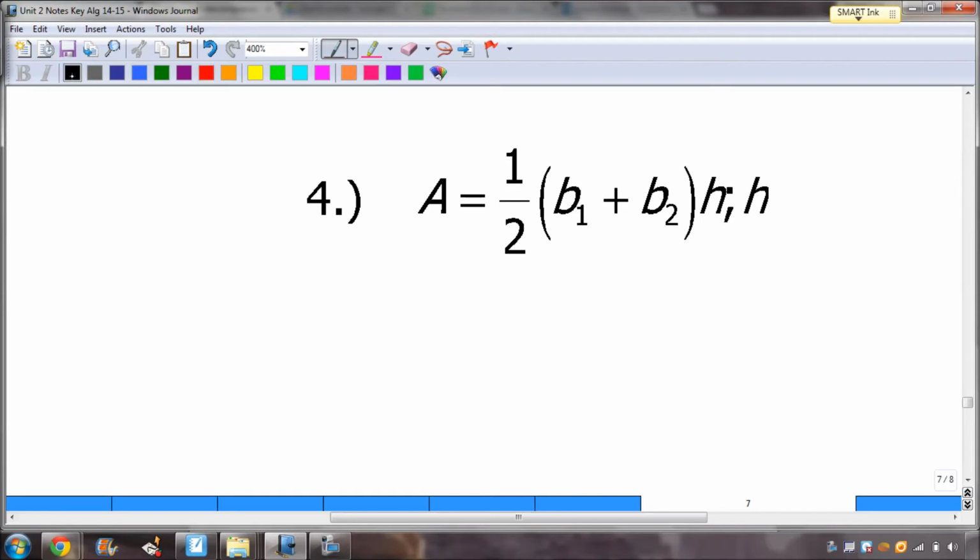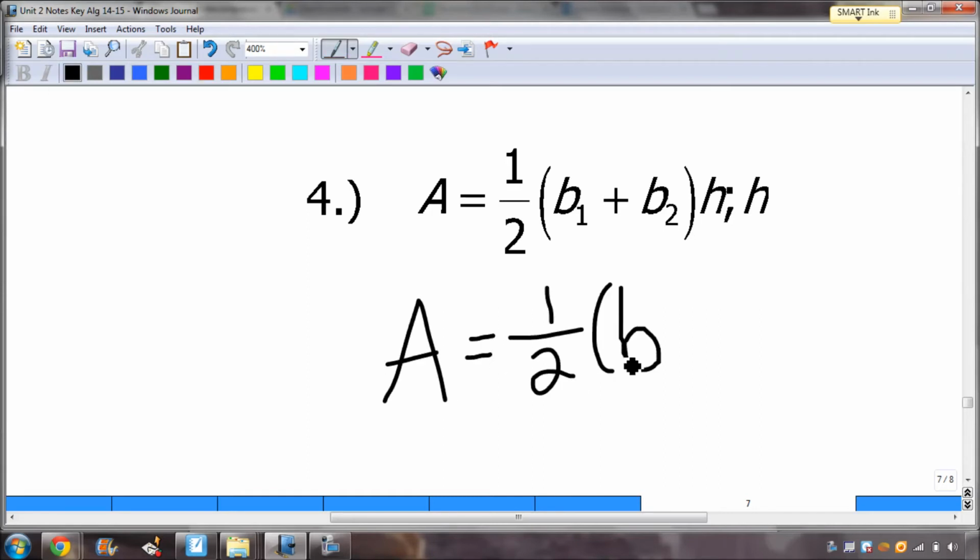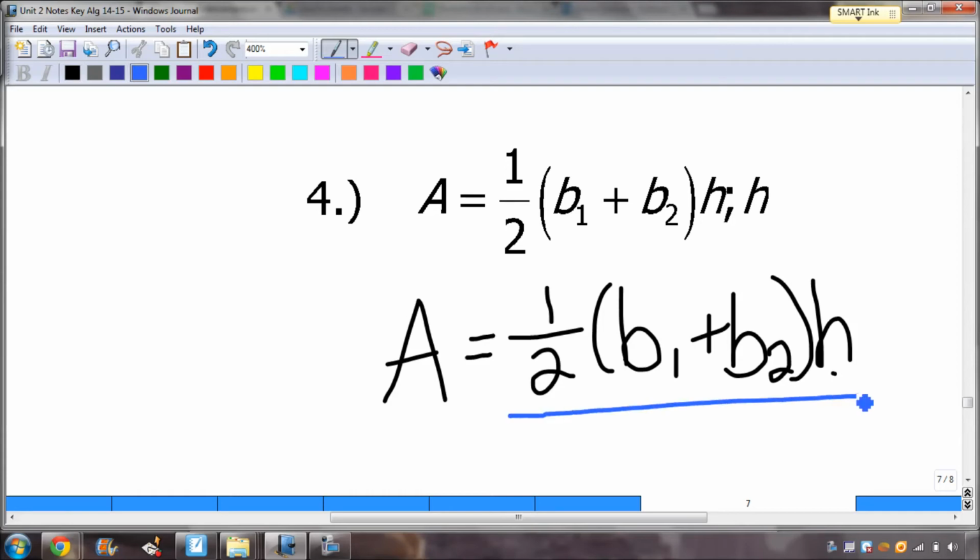So in this problem, I want to get the h by itself. So it's 1/2 times b1 plus b2 times h. So my goal is to get this h by itself. Every time you have fractions, get rid of them completely to begin with. Now, if you guys notice, this is all one term because it's all separated by multiplication.